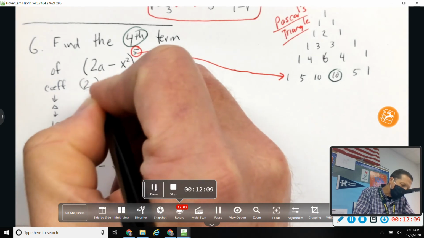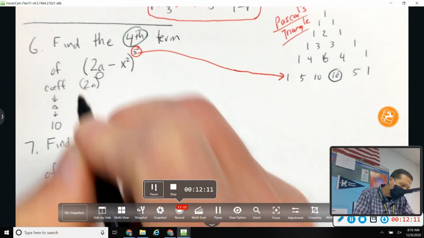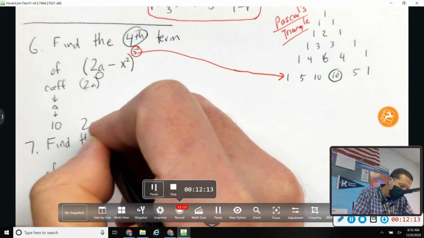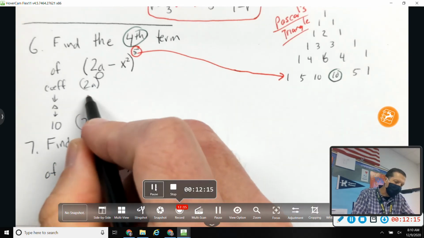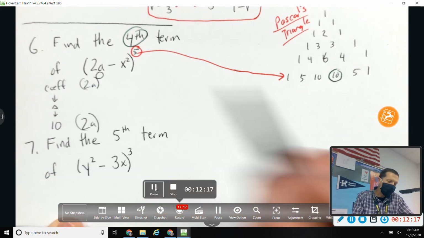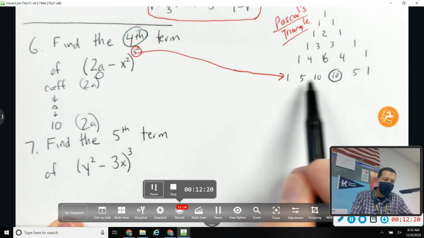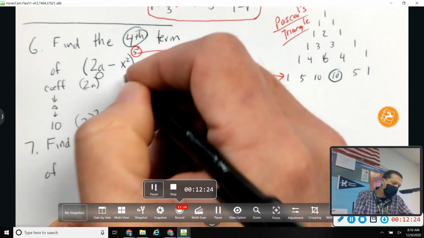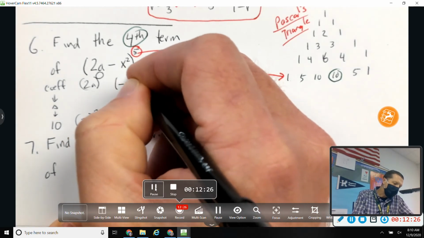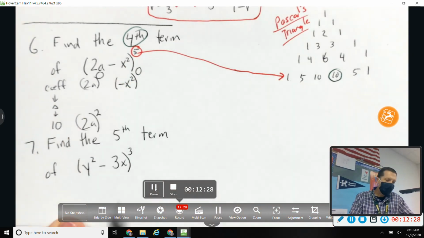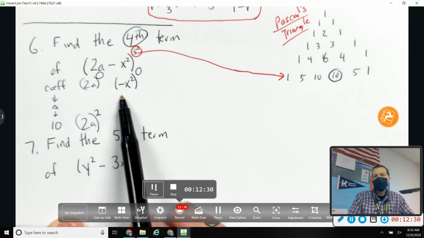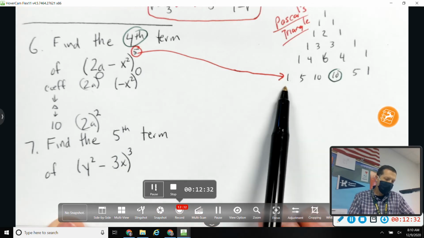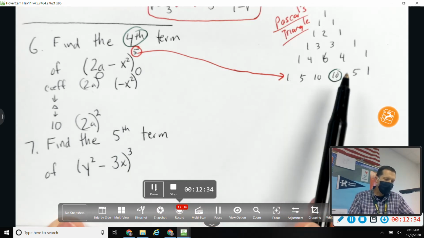I'll have 2a to some power. That power will be, let's see, this is the one where we count down. We start at 5 and count down. So 5 of them, 4 of them, 3 of them, 2 of them. So 2a squared. And then I'll have negative x squared to some power. That's the one that counts up, starting from 0. None of them, 1 of them, 2 of them, 3 of them.